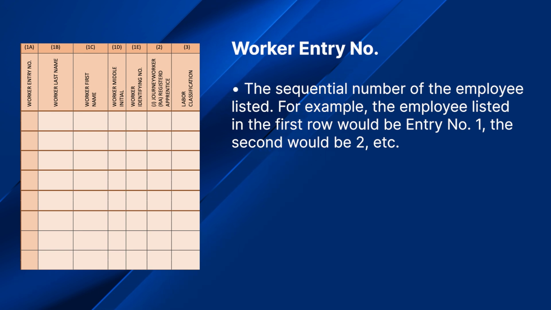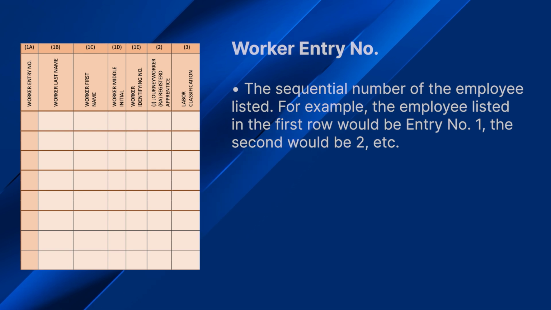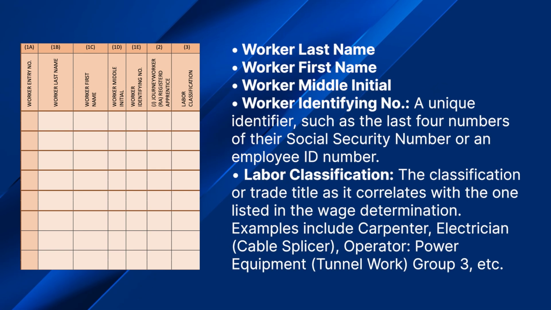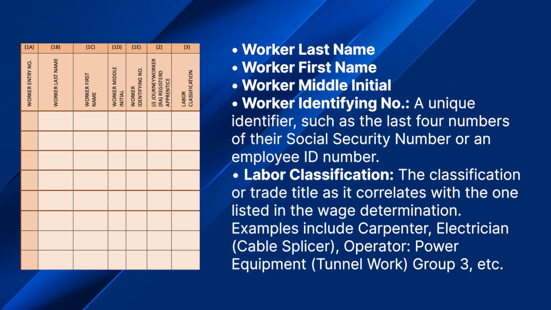For the worker entry number, you would list the sequential number of the employee listed. For example, the employee listed in the first row would be entry number 1, the second would be entry number 2, and so forth. The remainder of the information maintained in this section includes the worker's last name, first name, middle initial, and the worker's identifying number. This would be a unique identifier, such as the last 4 numbers of their social security number or an employee ID number, and the labor classification. This would be the classification or trade title, as it correlates with the one listed in the wage determination. Examples of this include carpenters, electricians, operators, and others.